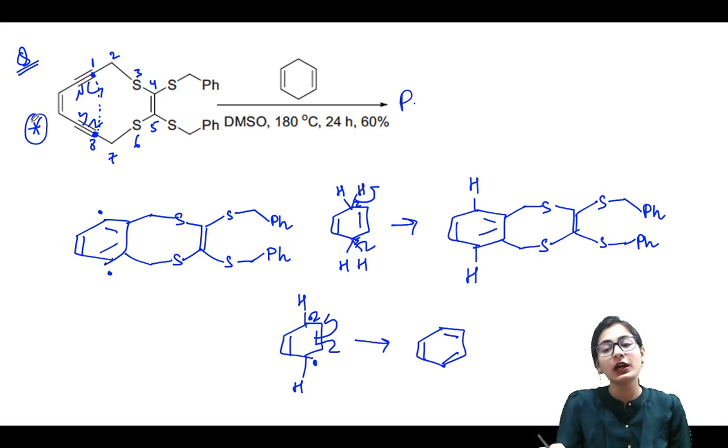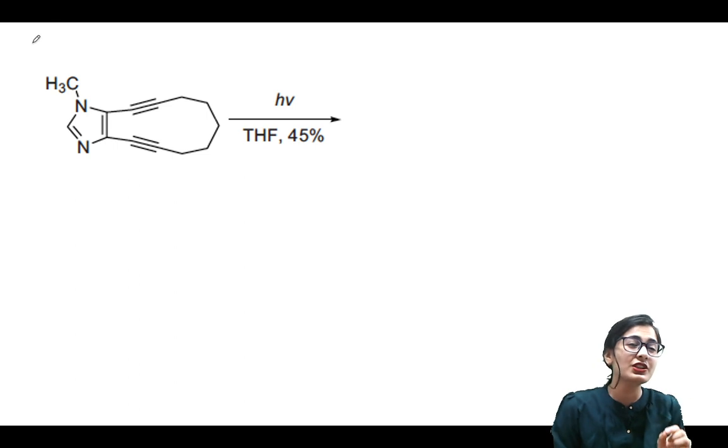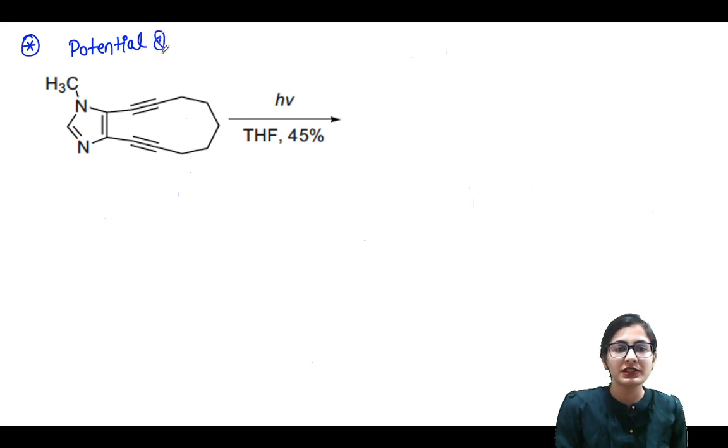Let's move on to another very good example of Bergman cyclization, which could be asked as a potential question. This is a potential question for the upcoming CSIR NET or GATE exam. Okay, so what do you have again? Again you have an imidazole group which is connected.